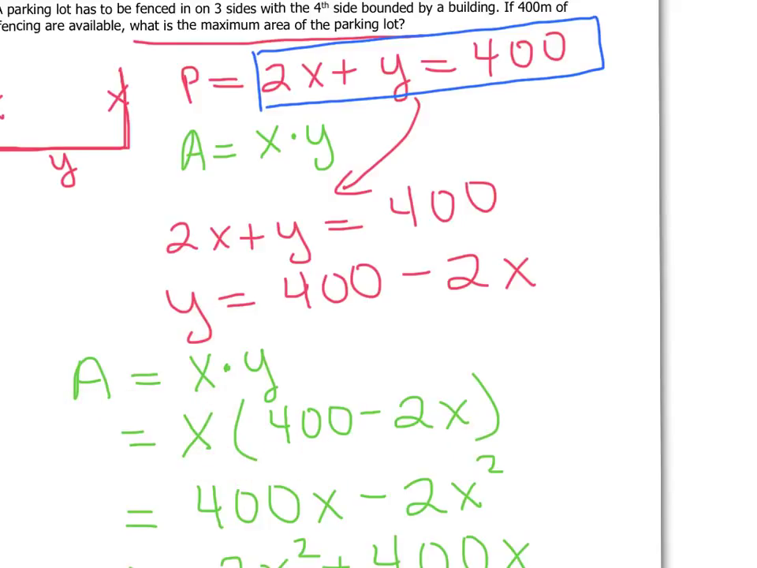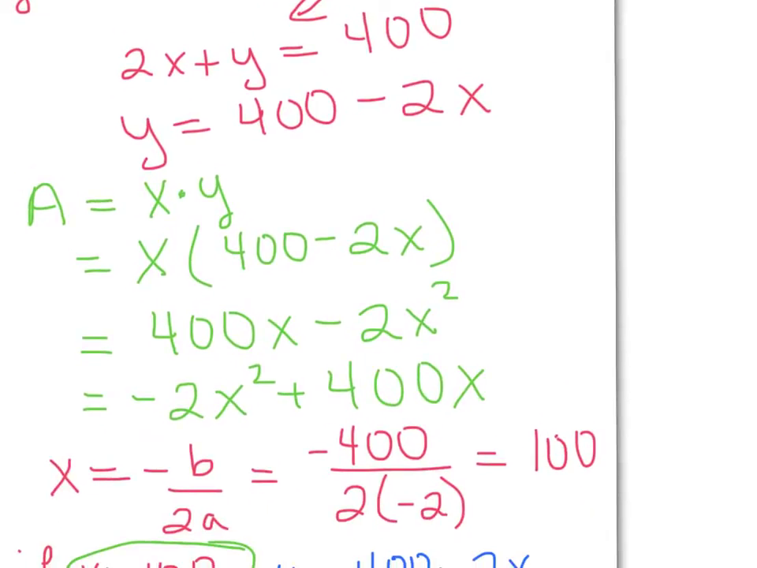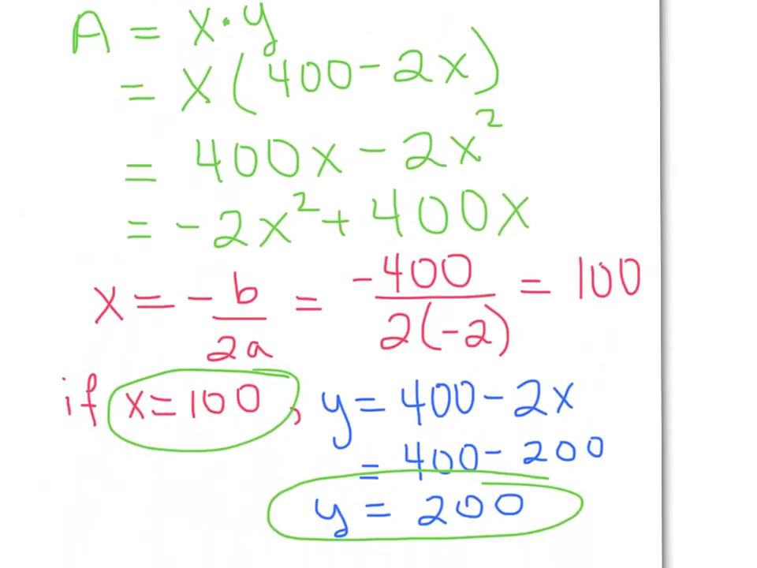So we've done that there. You end up with x times 400 minus 2x. And that, when you distribute the x through, we end up with 400x minus 2x squared. Rearranging that so you have your a term in front, you end up with negative 2x squared plus 400x. And using our x equals minus b over 2a to find the x value of the vertex, we end up getting that the x value of the vertex is 100.